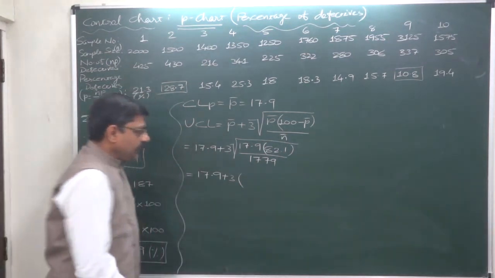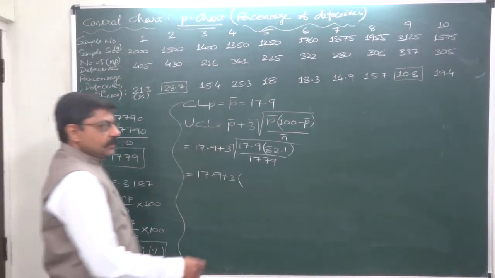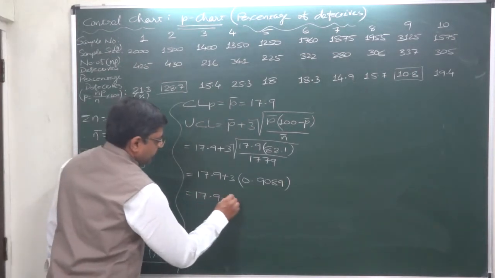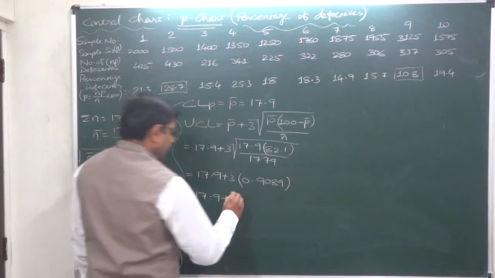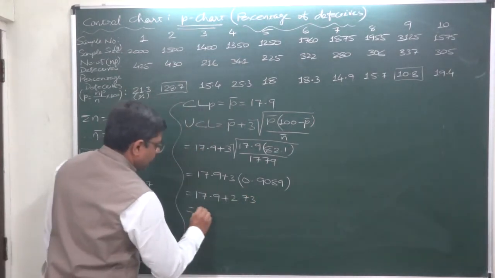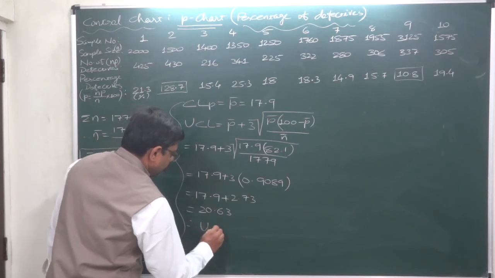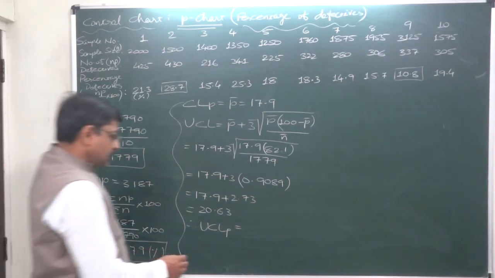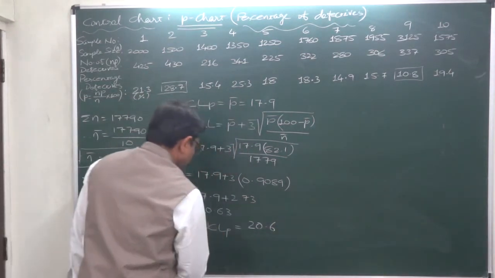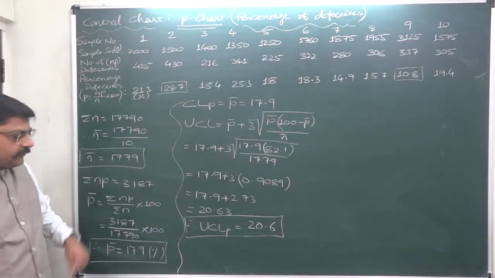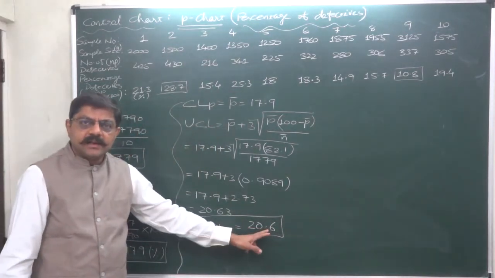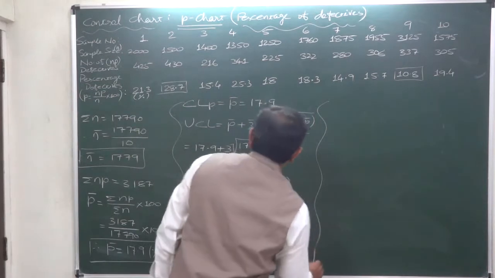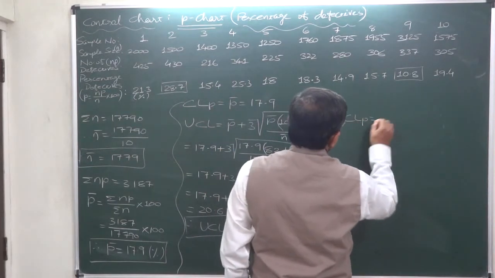Plus, and the simplification of all these things comes to 0.9089. That is 17.9 plus 2.73. That comes to 20.63. Therefore, the upper control limit of this particular P chart is 20.6. Again, because of the limitation of our graph paper, we take only one decimal that can be adjusted on the millimeter line or millimeter box.